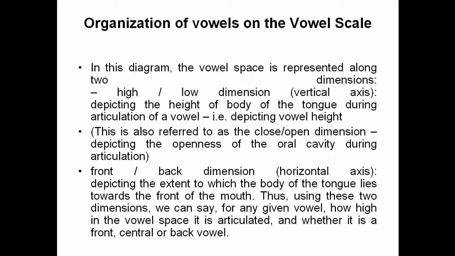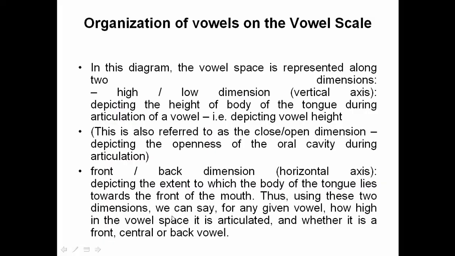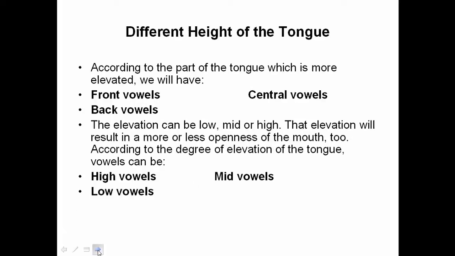If you say the e, that is close. Okay, then we have front and back, the way we have discussed in the diagram: the horizontal axis. This front-back is the horizontal axis, and this is the vertical axis I had explained before. So for any given vowel, we can say how high in the vowel space it is articulated, and whether it is front, center or back, depending upon the part of the tongue that raises.